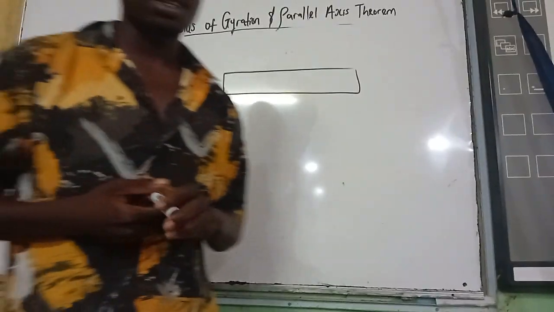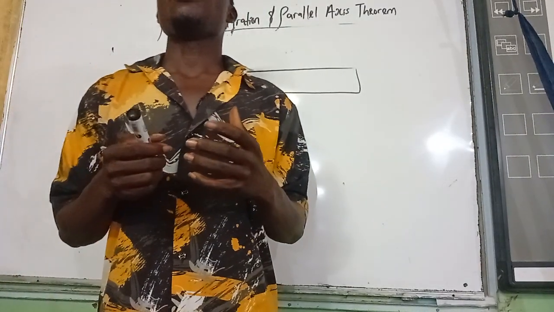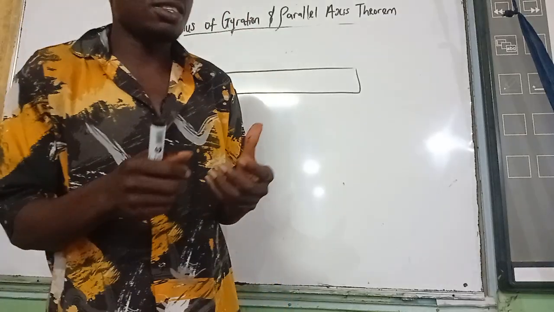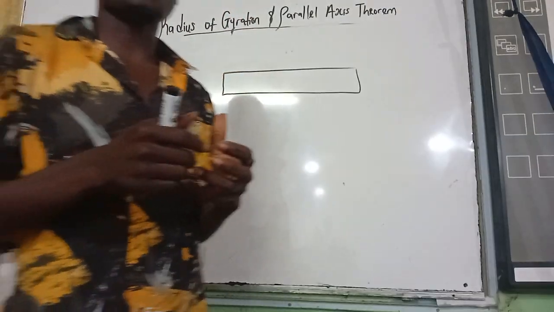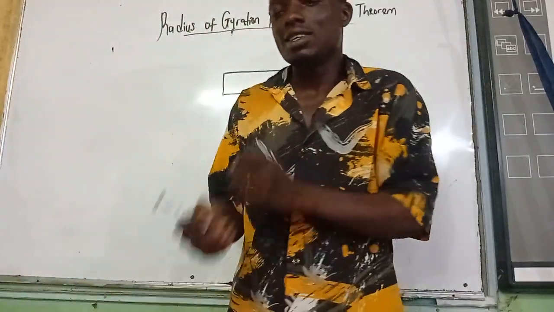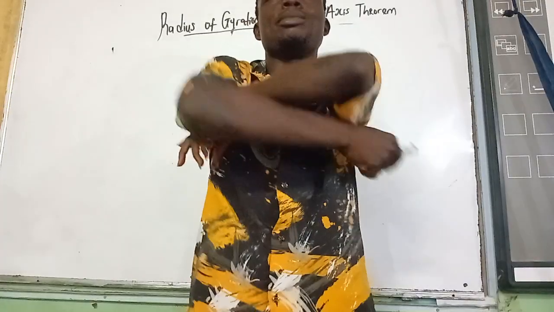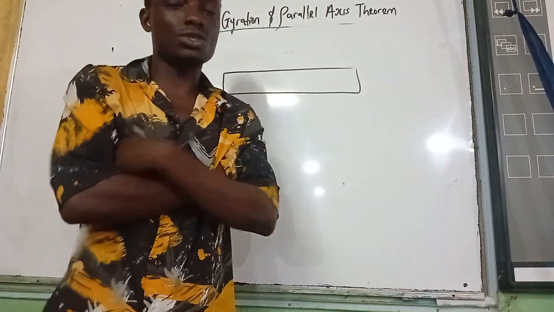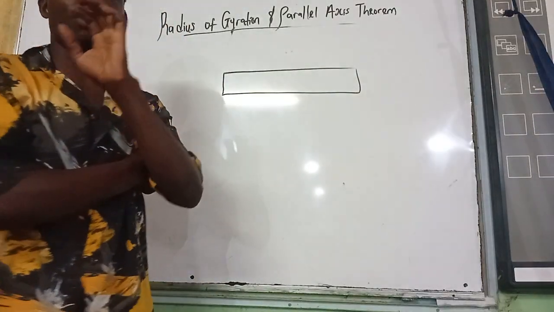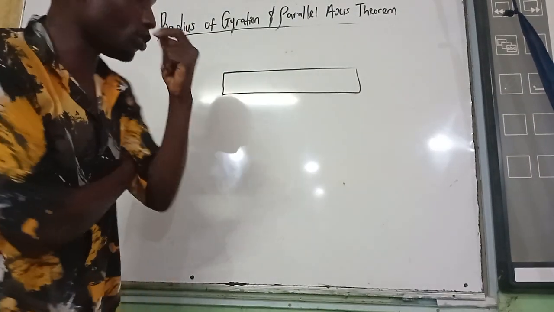Now, know that when we are talking of moment of inertia, it is telling us how hard it is to rotate a body. How hard it is to rotate a body. Do we get that? That's what moment of inertia is telling us. How hard it is to rotate a body.